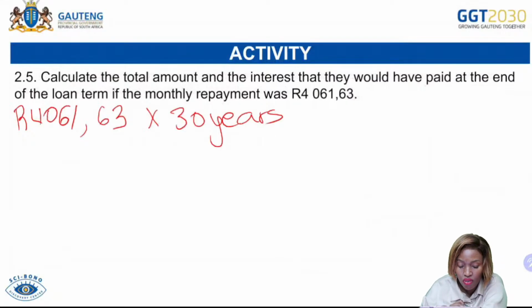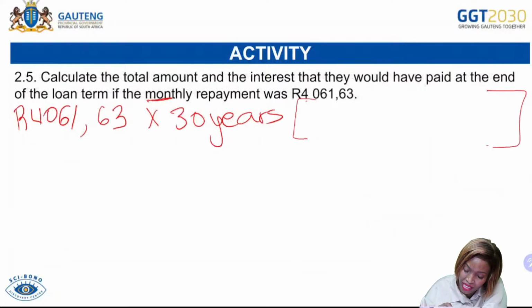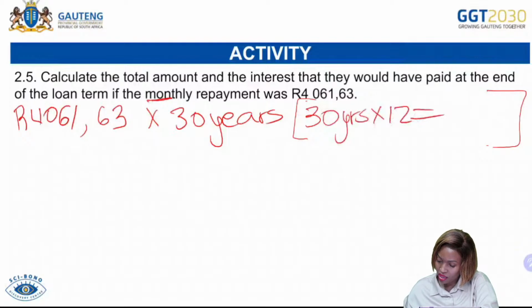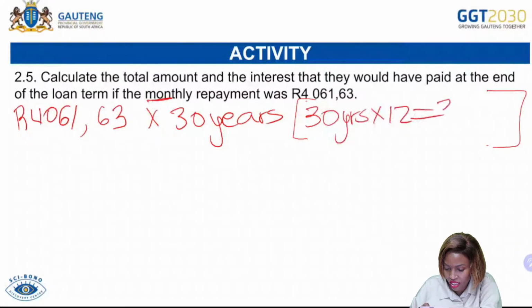But what was the instruction? They are saying they're paying this amount monthly. So we can't multiply by 30 years, but rather we need to convert this 30 years into months. How do you convert 30 years into months? You say 30 years, then you multiply by 12. We say 30 multiplied by 12, it is 360 months.